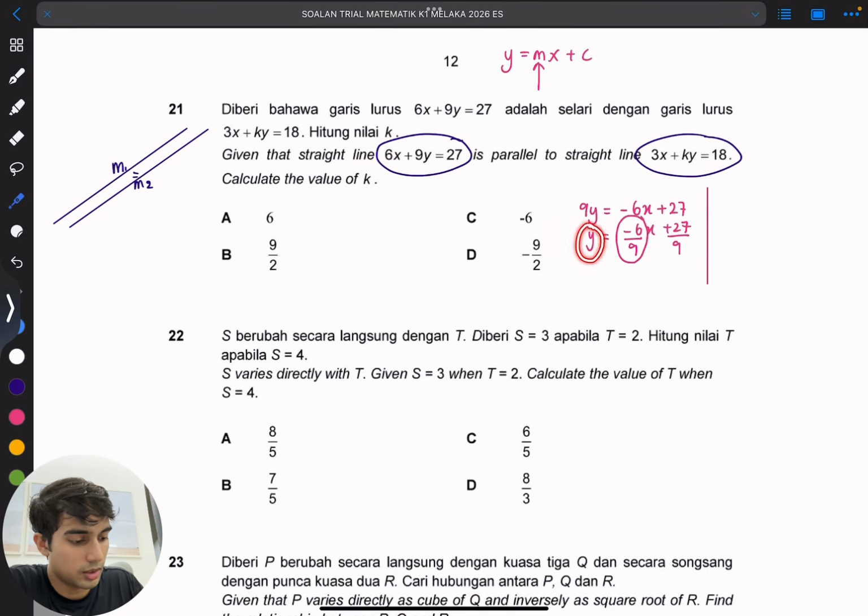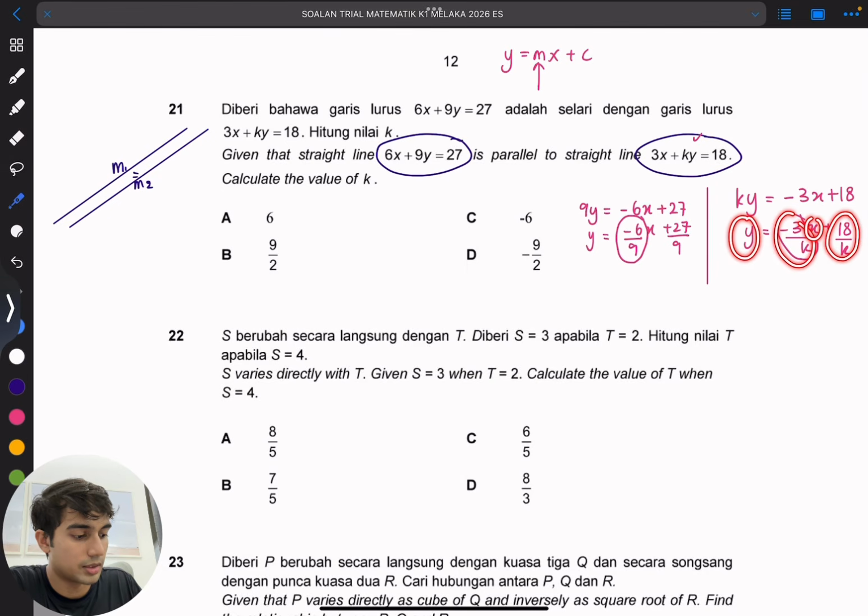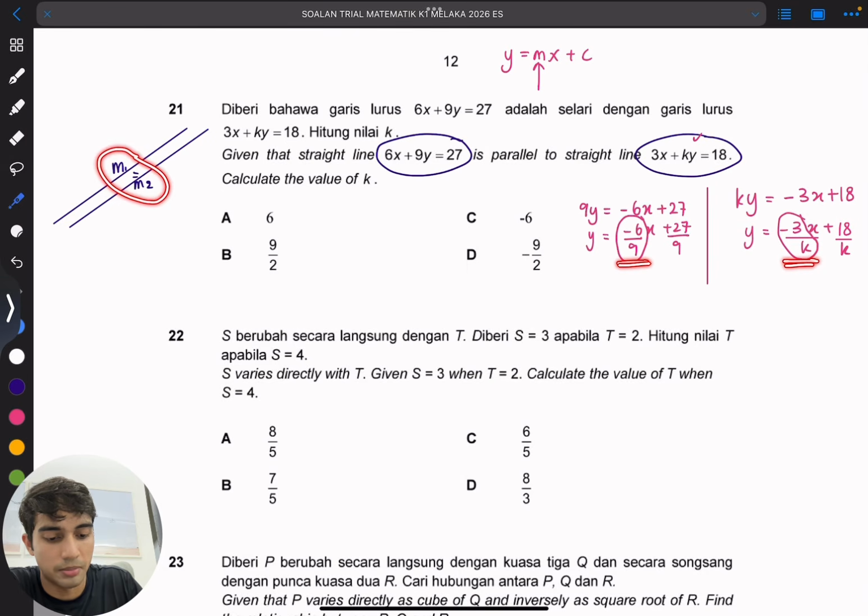Okay, y = mx + c. So this is our m. Then we do this part. We make y the subject here. ky is negative 3x plus 18. So y will be negative 3x plus 18, divided by k. So here our gradient is negative 3/k, because y = mx + c. So we can compare these gradients since they are the same.